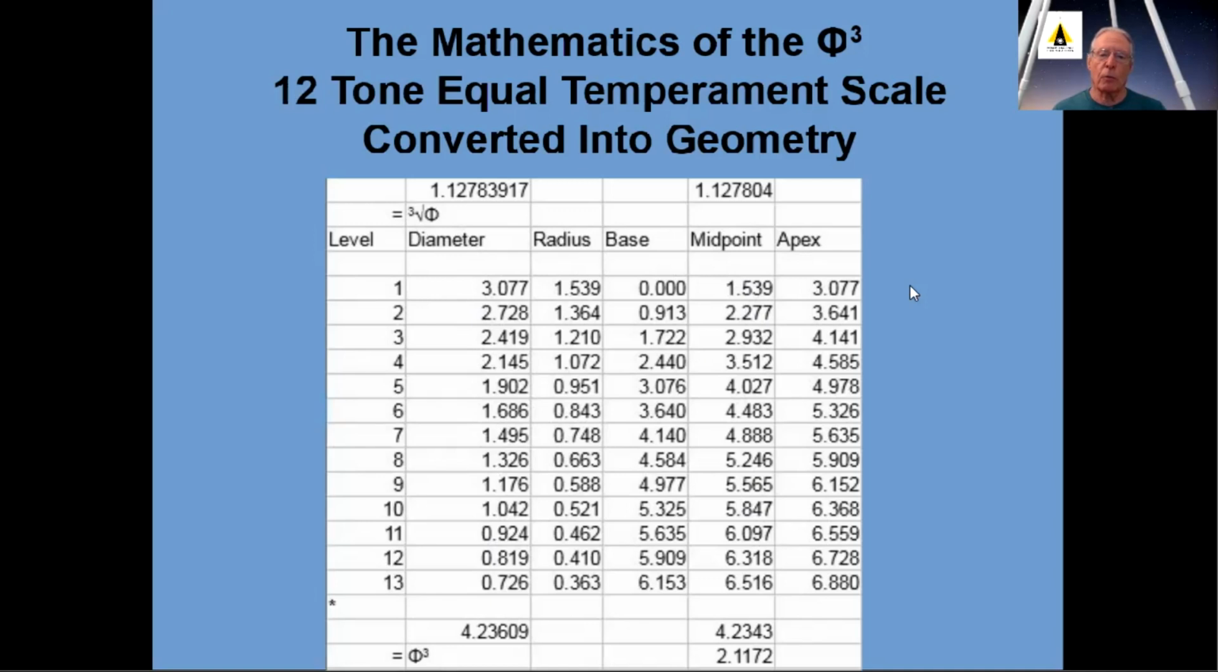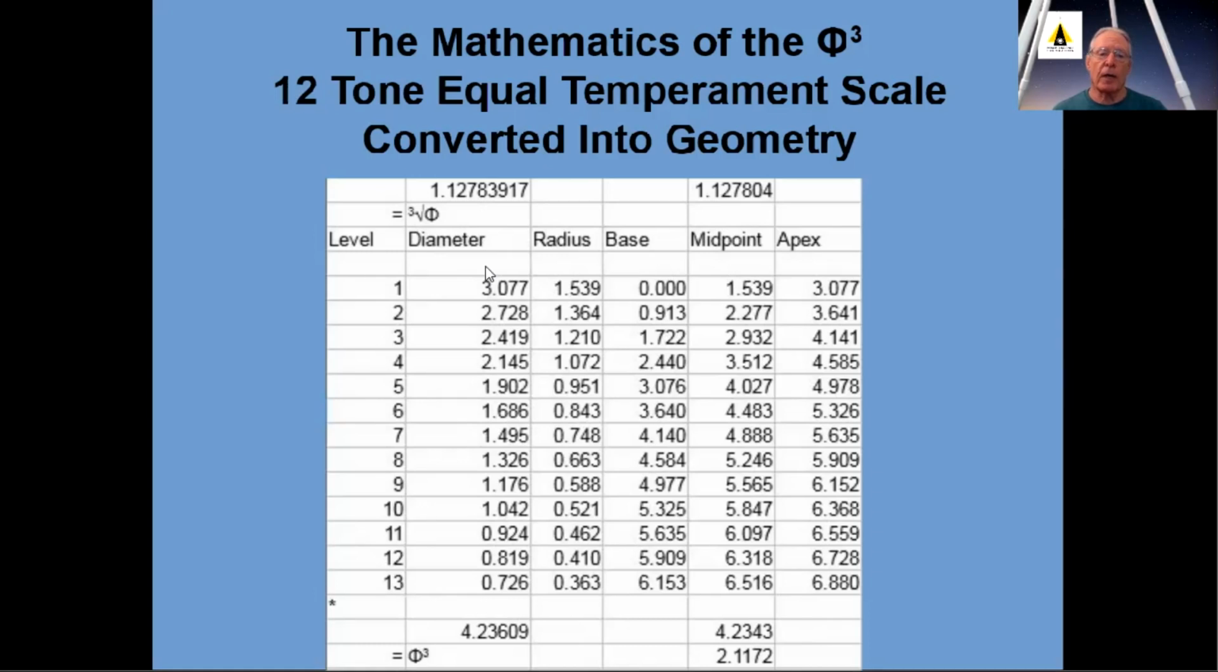I'll go over quickly what has to be done to accomplish that. Essentially, for the math geeks, I've determined the cube root of Phi, because that's the number you use when you start with a total area of Phi cubed. If you want to come up with a progression, you determine the cube root of Phi, which is the number at the top of that column, 1.12783917.